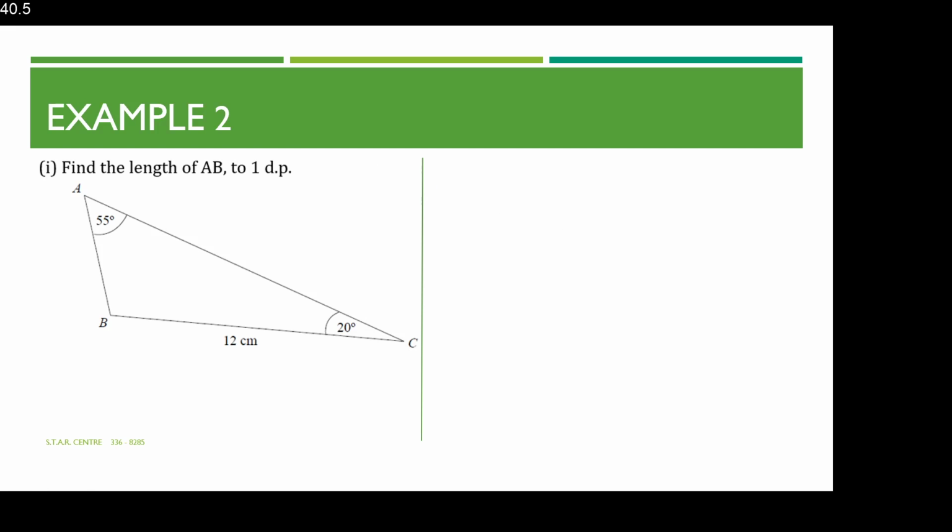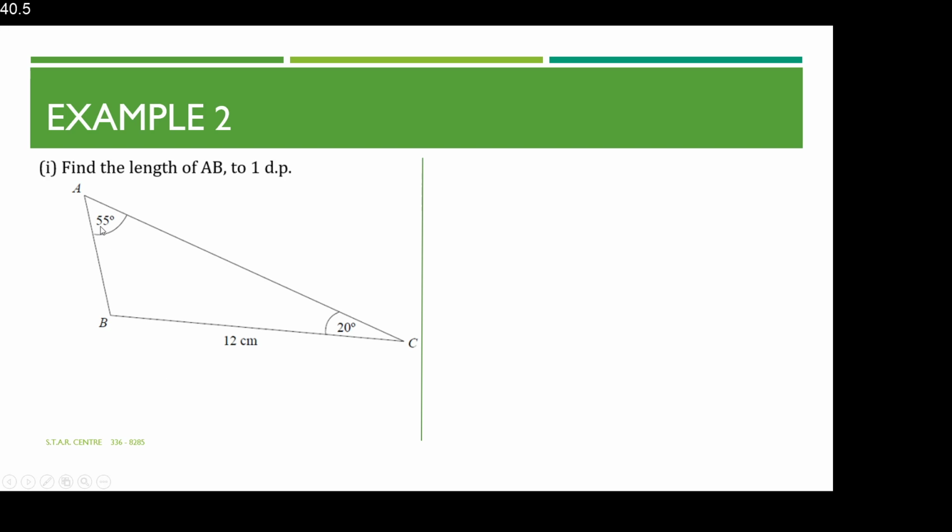Example 2, find the length of the side AB to 1 decimal place. So this question is similar to the previous ones. The difference is, however, that we are finding the length of a side now instead of an angle. So we are given 2 angles and a side, and we need to find another side. So as stated earlier, the sine rule involves 2 angles and 2 sides.